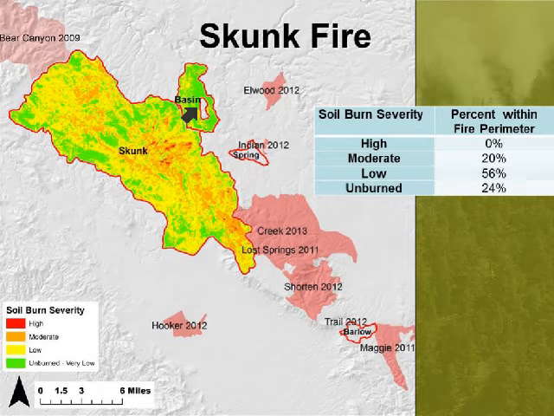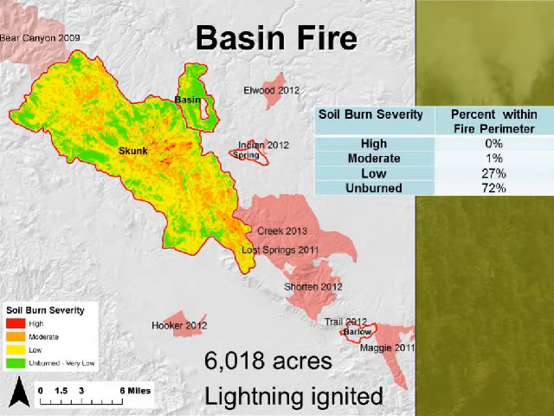So the Basin fire was a much smaller fire adjacent to the Skunk fire, only about 6,000 acres, also lightning ignited, and similarly the vast majority of it had very low impacts on soil resources. So the summation of the Skunk, I think, based on some information coming out of the San Carlos Apache Nation, is that it had beneficial effects across most of its acreage for the forest and the fire-adapted ecosystems through which it burned.